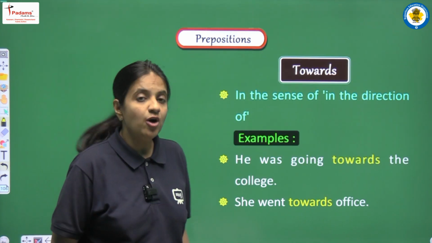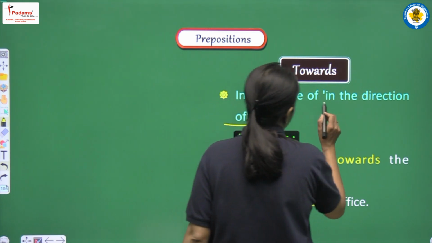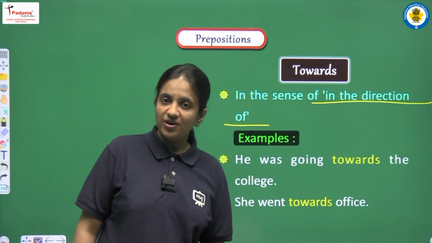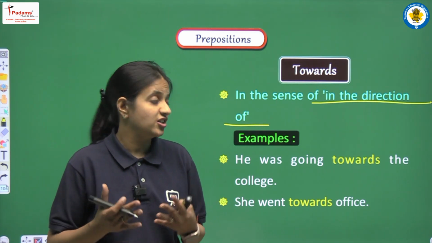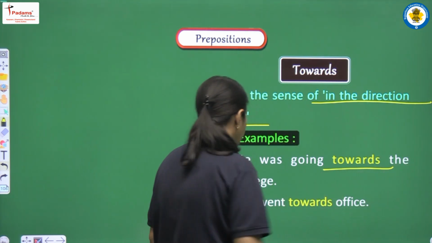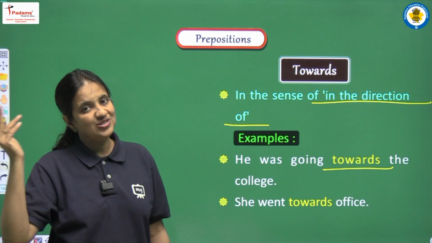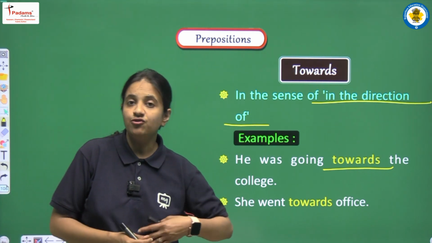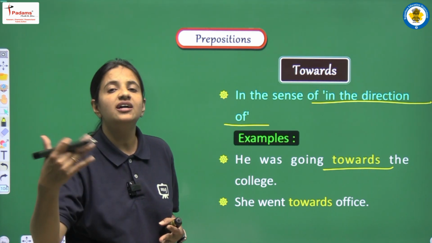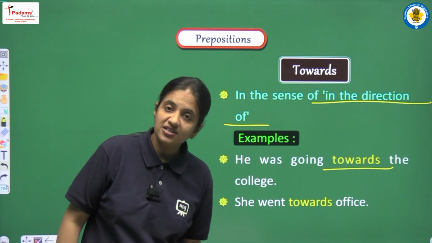Now let's talk about towards. Let's see. In the sense of in the direction of. So if we are having towards in a sentence, with the help of towards we can show in the direction of, like we are having here. He was going towards the college, or we can say he was going in the direction of college. Okay, so yes, towards shows some kind of movement, and we can show that this movement was in the direction of.